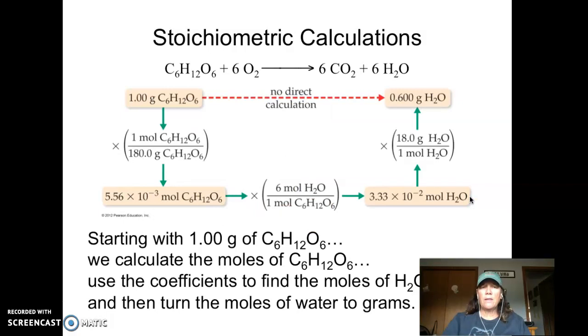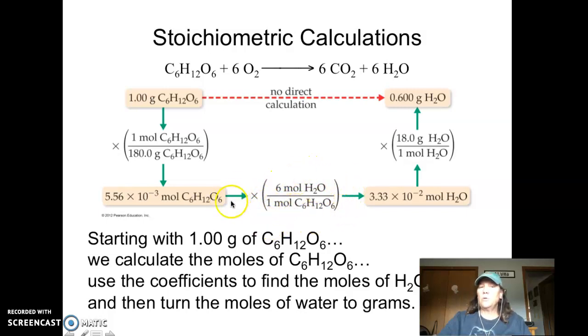Here, starting with 1 gram of C6H12O6, that's glucose, I can't figure it out right into water. I've got to go through these steps. So first we're going to calculate the moles of glucose. We're going to take 1 gram and multiply by 1 mole on top and 180, the mass of it, on the bottom. That gives you the moles. It's a small number because if it's 180 and you only have 1 gram, that's a pretty small number. Then I do my mole ratio.